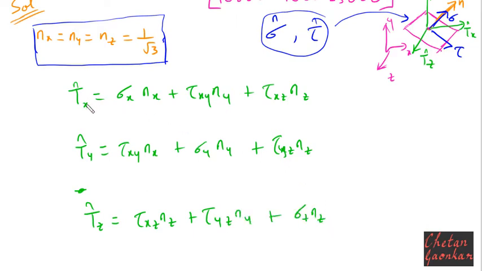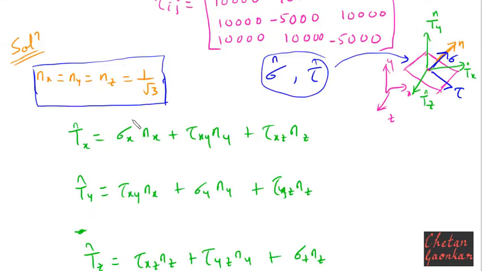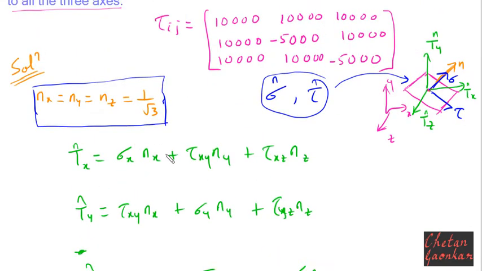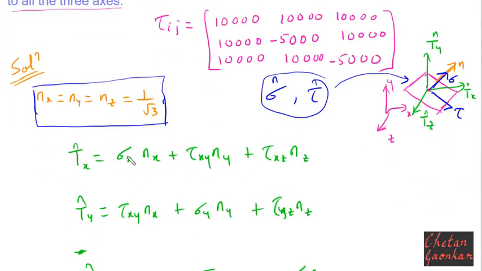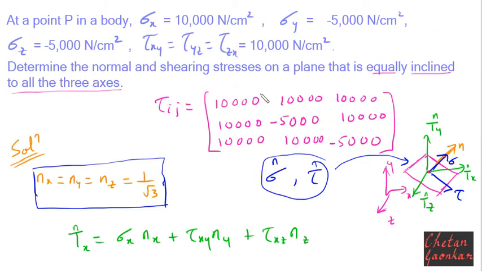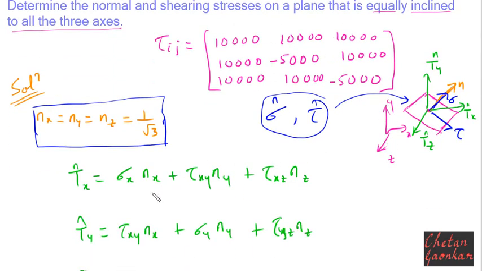Fine. So this is our Cauchy stress equation, and with its help you can easily find Tx, Ty, and Tz, because this state of stress is known to us. Sigma x, tau xy, tau xz are given to us. Also the direction cosines of this plane are known to us: it is 1 by root 3, since it is equally inclined to all three axes. So if I start substituting these values, I can easily write sigma x as how much?